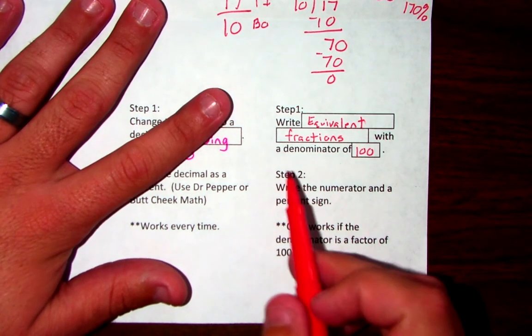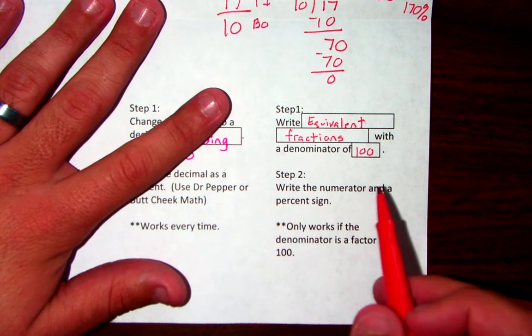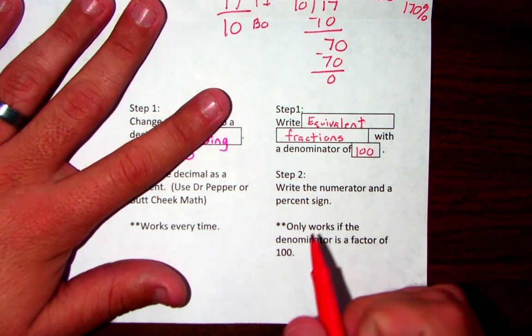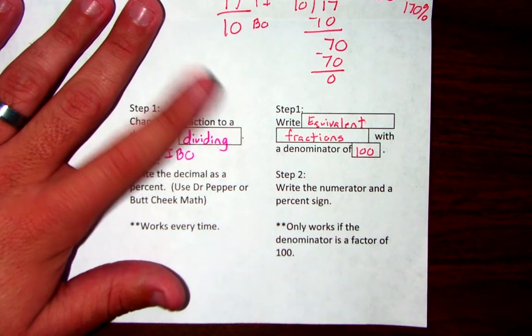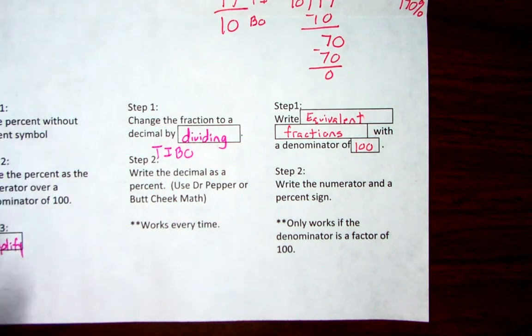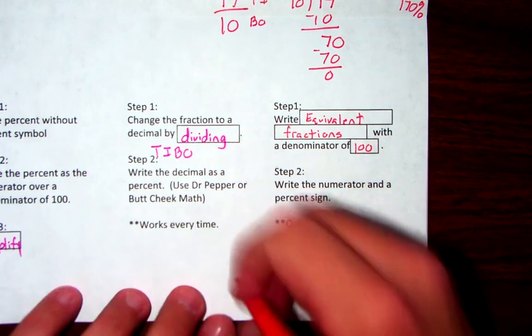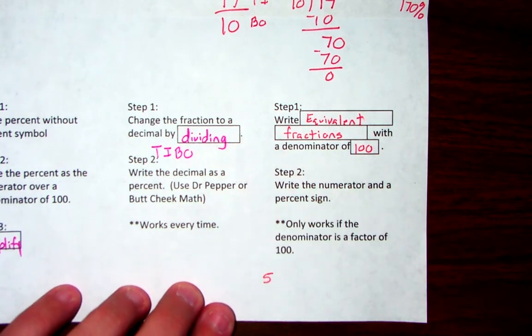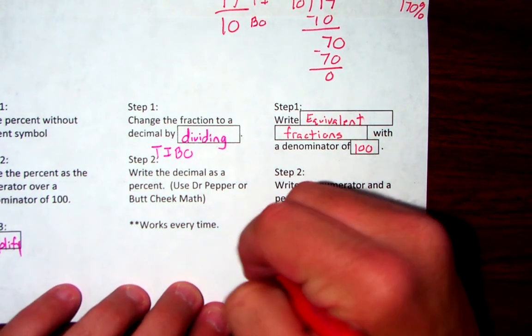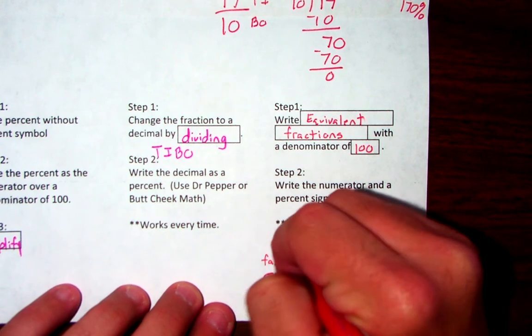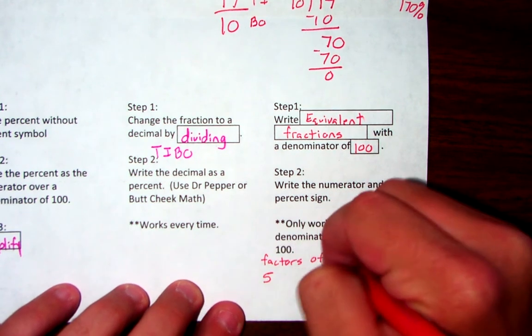Step 2 says write the numerator and a percent sign. This method will only work if the denominator is a factor of 100. So what is a factor of 100? Well, 5 can go into 100 evenly. So I'm going to put this, factors of 100.